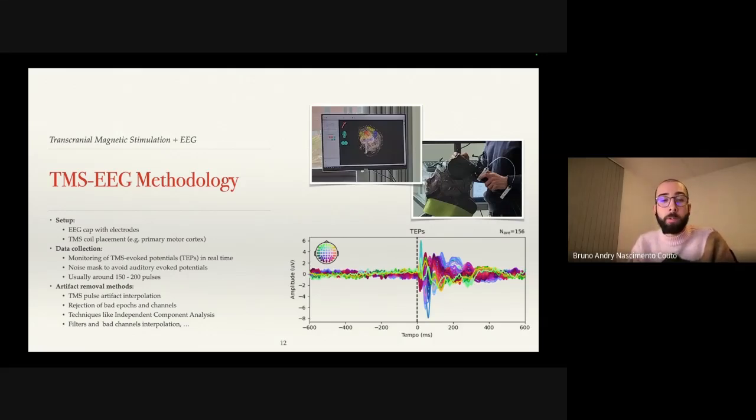We usually give around 100 to 200 pulses, and we do a lot of artifact removal methods. So we do the artifact interpolation, we reject bad channels and bad epochs, bad trials. We usually use something like an ICA, then we filter, we do the bad channels interpolation, and we get to this signal here, which is the TEP. I will call it TEP from now on just to make it shorter, but it's basically the TMS evoked potential.